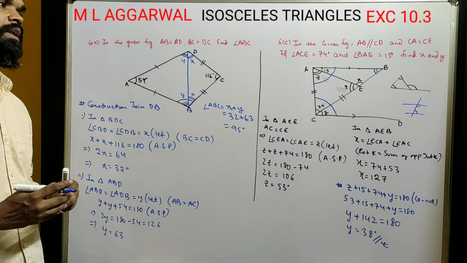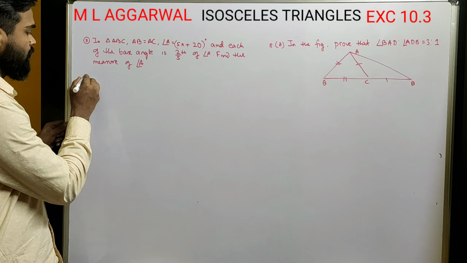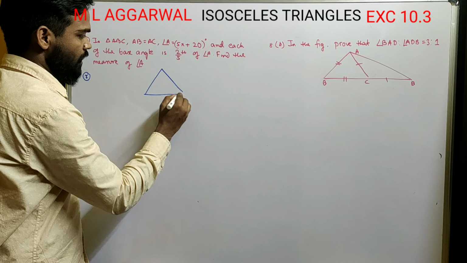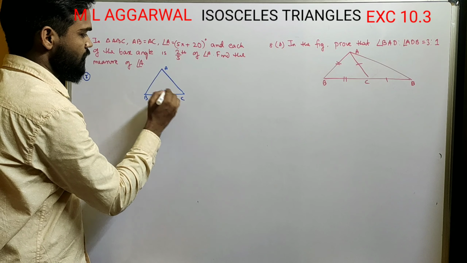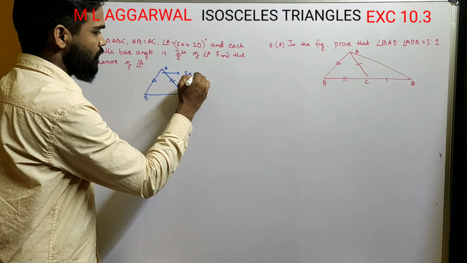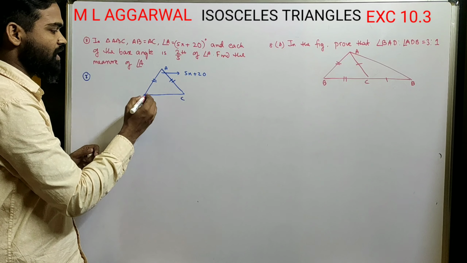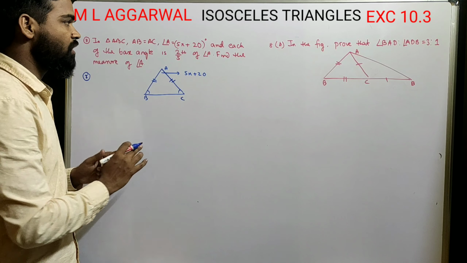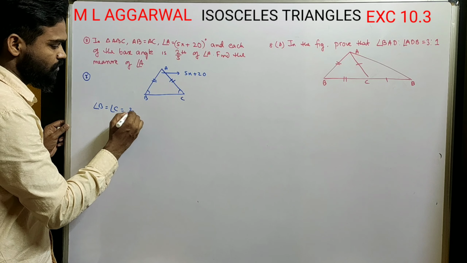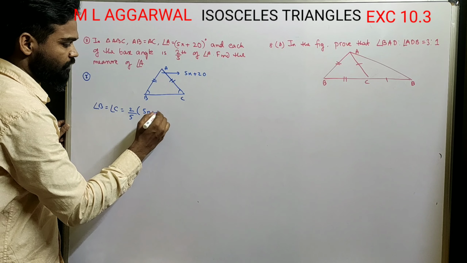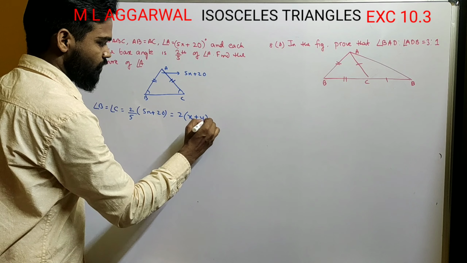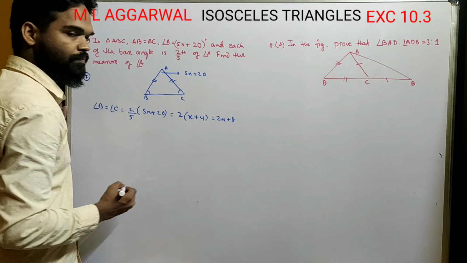Now look at the next sum. Now look at sum number 7. In triangle ABC, AB equals AC. I draw the figure. In triangle ABC, AB is equal to AC. And angle A is equal to 5x plus 20 degrees. And each of the base angles, which means these two equal angles again, is 2/5 of A. So we can say angle B is equal to angle C is equal to 2/5 of 5x plus 20, which is equal to 2, 5 cancels, so it becomes x plus 4, which is 2x plus 8.